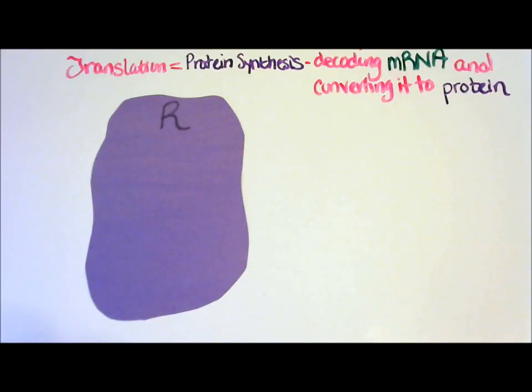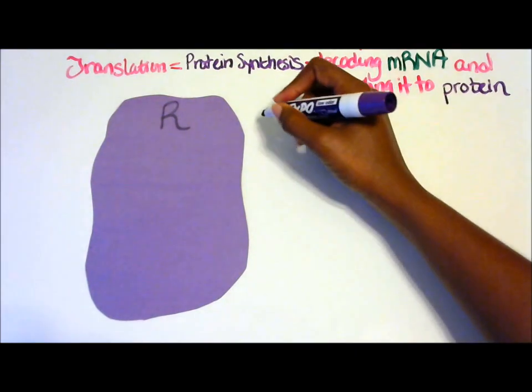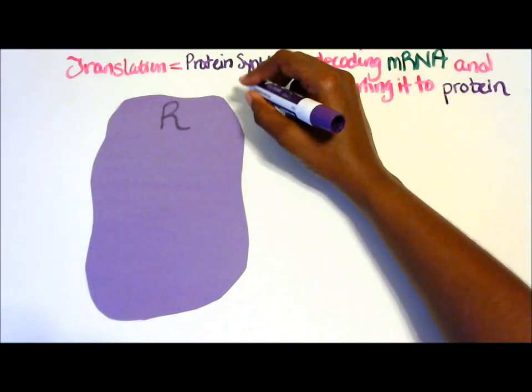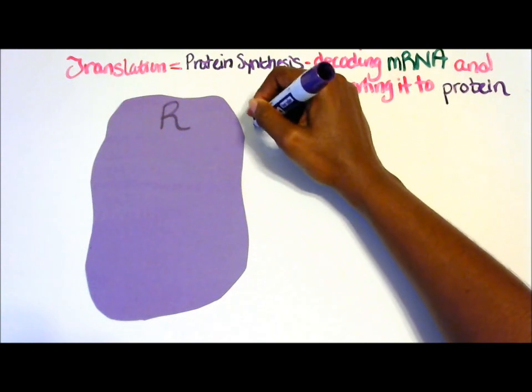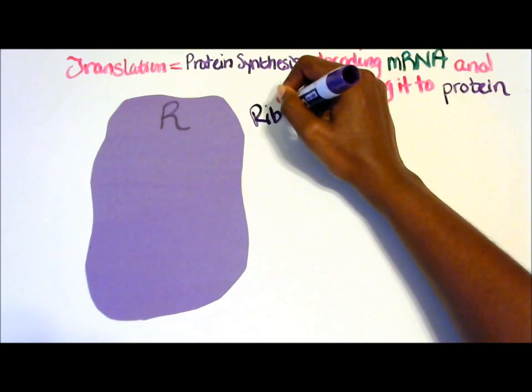Translation is protein synthesis. Now, protein synthesis is the decoding of messenger RNA and converting it to protein. Now, here we have our ribosome. It is the site where protein synthesis occurs. So we have our ribosome.